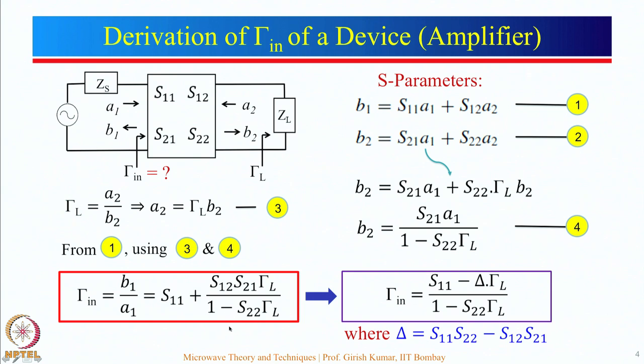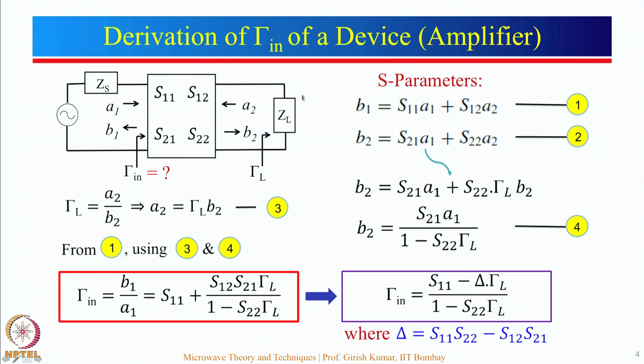Now, generally for a device we are familiar with S11. Some additional term has come over here. Why has this additional term come? The reason is that the S parameters of a device are defined when you put a matched load at the input or output side. Over here, it is not terminated with the matched load, but it is actually terminated with some unknown load impedance ZL.